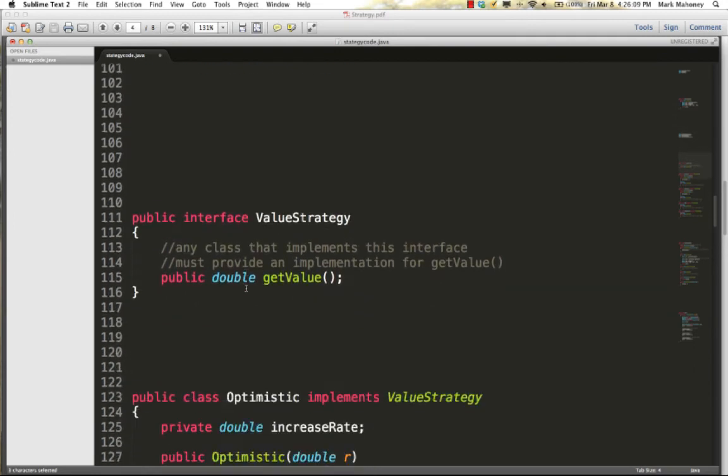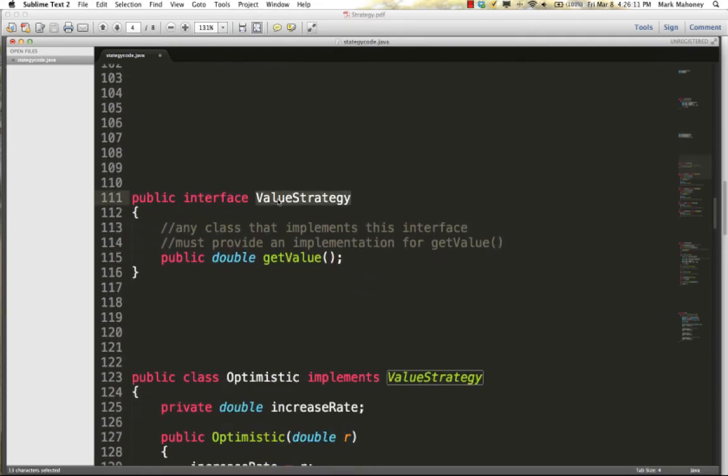We'd start with this interface called ValueStrategy that has a single method called getValue. Any class that implements this interface must provide an implementation for this method called getValue. But of course, the definition of an interface is that it's filled with purely abstract methods. So we have no implementation, no data in an interface. It's kind of like a contract.